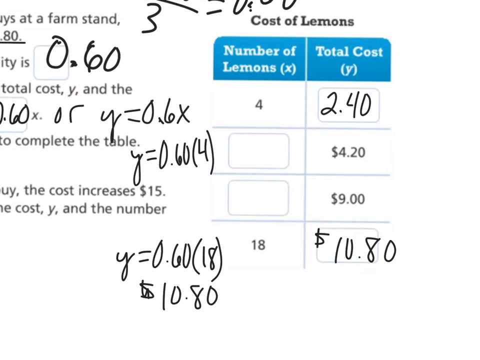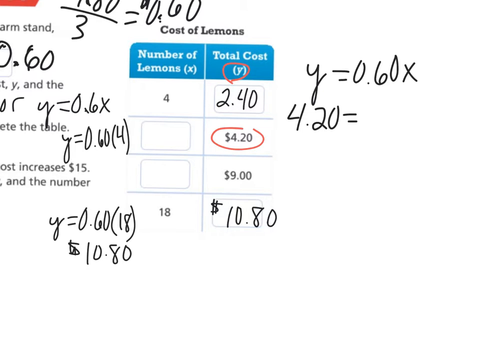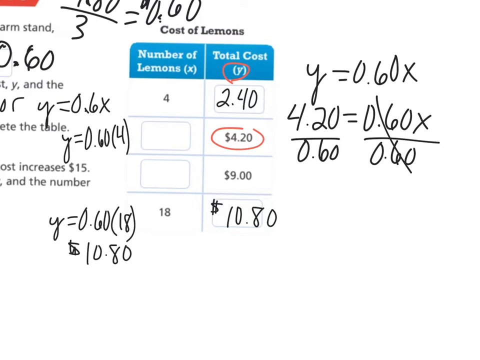Now the other two are going to be a little bit different because they've given us the cost and they want us to find the number of lemons. So start out with your equation. If the cost was $4.20, that's our y value, so we'll substitute that in place of the y. Then x is being multiplied, so we can divide. Or if you just think about it, it's 60 cents per lemon. You take 4.20 divided by 60, and that would be 7 lemons.